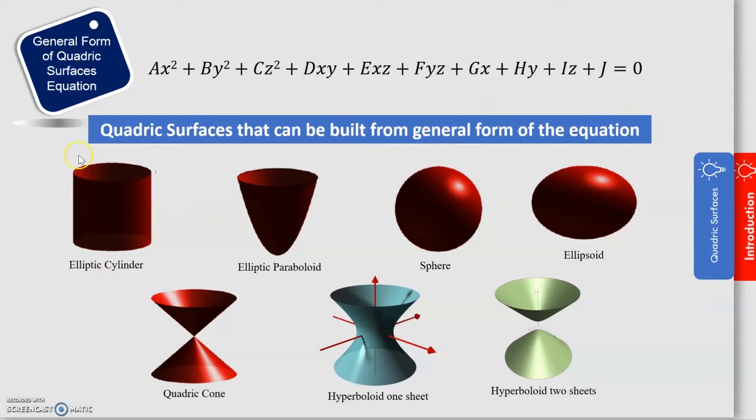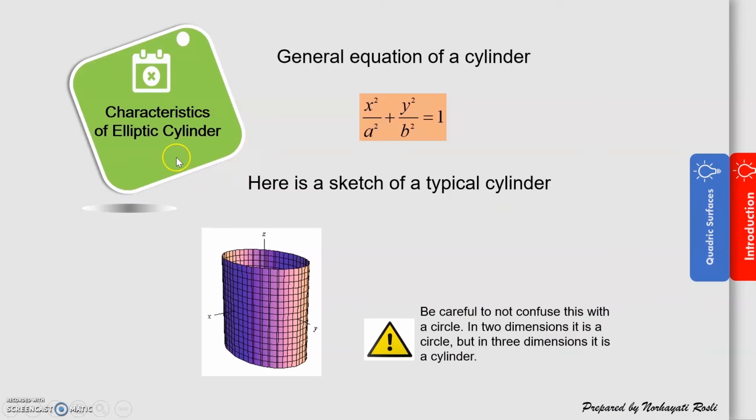This involves the elliptic cylinder. Okay, this one is a cylinder. The elliptic paraboloid, which in two dimensions comes from a quadratic equation. Here, ellipsoid, cone, and also we have the hyperboloid. This one we call hyperboloid of one sheet, and this one is hyperboloid of two sheets. We will learn how to draw some of these in the three-dimensional coordinate system. Now we go to the first quadratic surface, which is the elliptic cylinder.